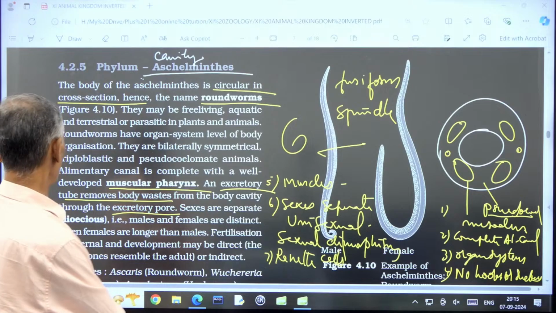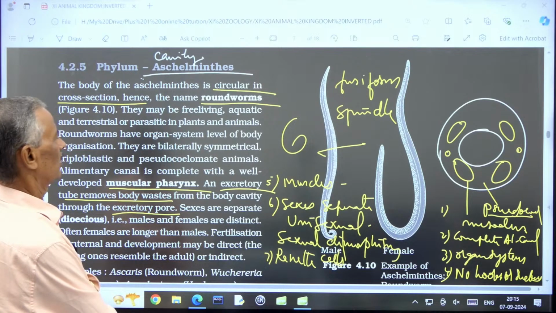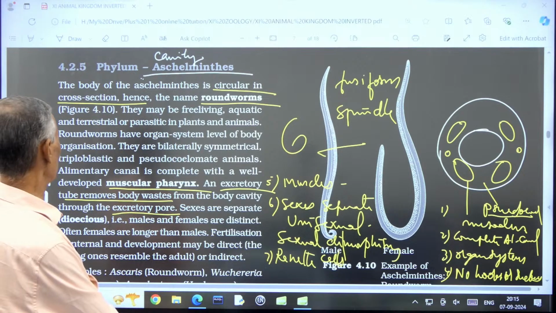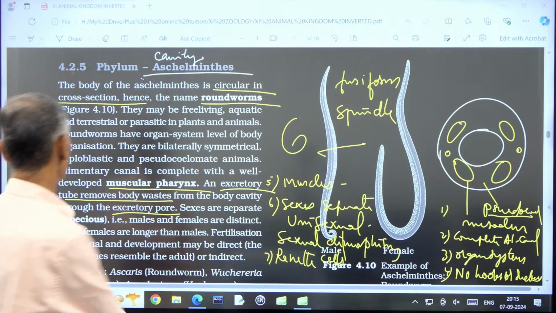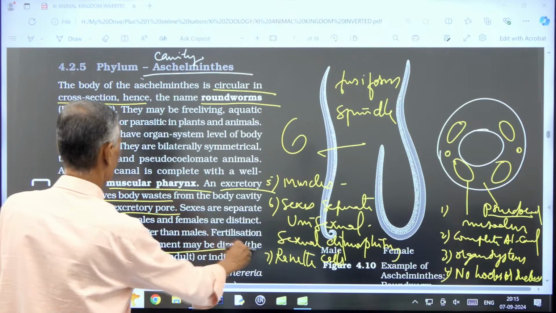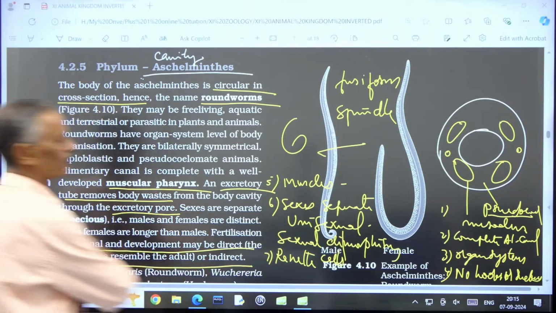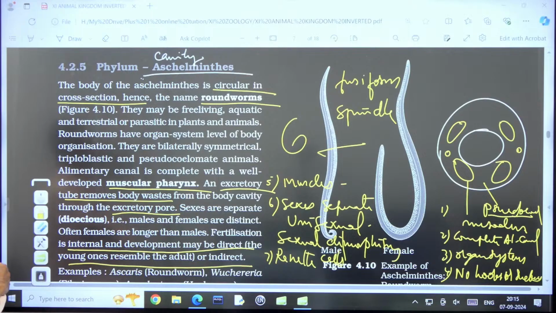Sexes are separate, that is dioecious. Sexes are separate, and males and females are distinct. Often females are longer than males. Fertilization is internal, and there will be sometimes a larva stage. Development may be direct, that is, the young one become adult directly, or there may be a larva stage which is called indirect. Most of them are parasitic, okay, in plants and animals.